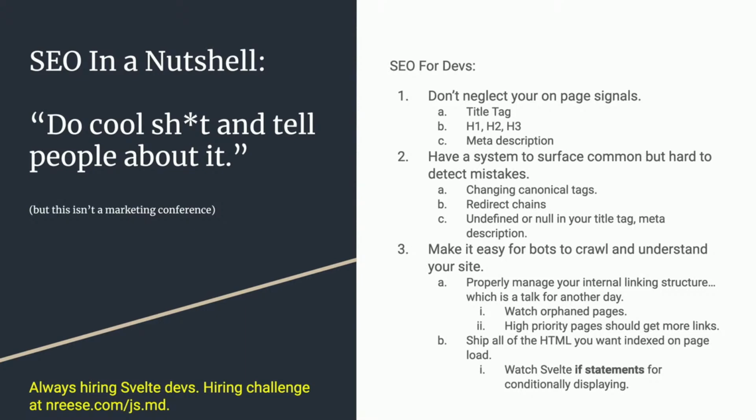And in sitting down to write this talk, there's 3 things that really stand out to me, and the thing that I tell my dev team all the time. First, let's not neglect our on-page signals. This means let's make sure the title tag is good, the H1's good, and the meta description's good.